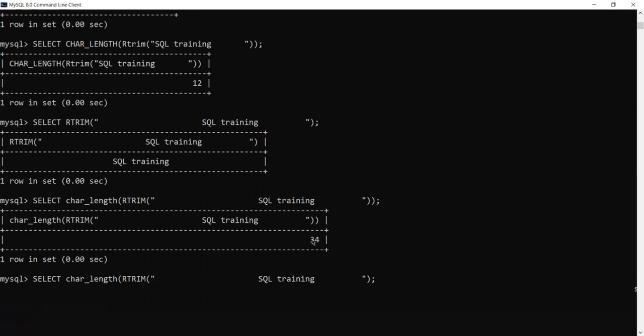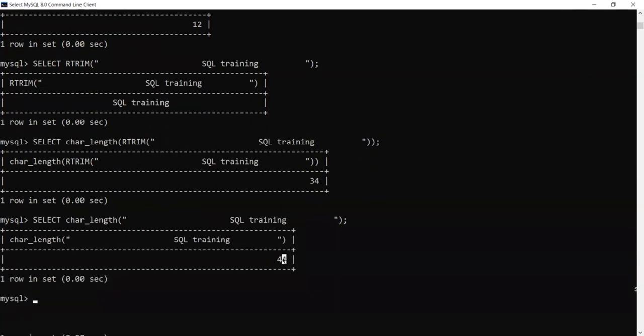What if I don't trim? Yeah, here it is. So originally it was 44. That means it had 10 spaces here that were removed by rtrim. Okay.